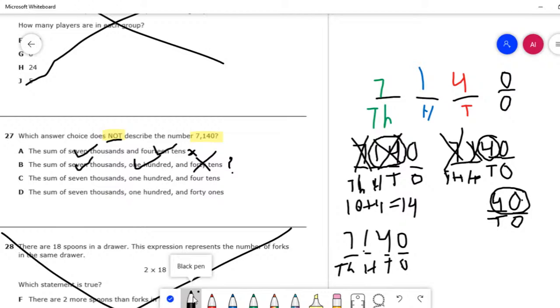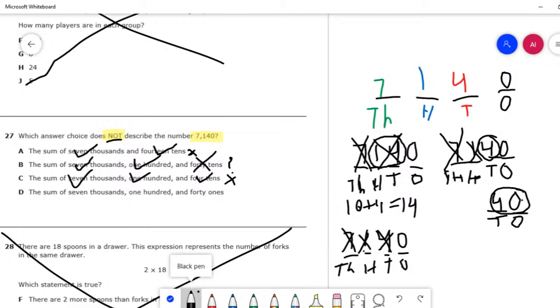And we can say that there are 7 thousands. We can exit out from here. We can say that there is 100. We can exit out from here. We can say that there are 4 tens, since there's a 4 in the tens place, and cross it out. And again, just like in answer choice A, we just have a 0 left, and because it's just a placeholder, we really don't need to specifically mention it. So therefore, we can say answer choice C does properly describe the number 7,140, and for that reason it has to be wrong. Since again, we're looking for what does not describe the number 7,140.